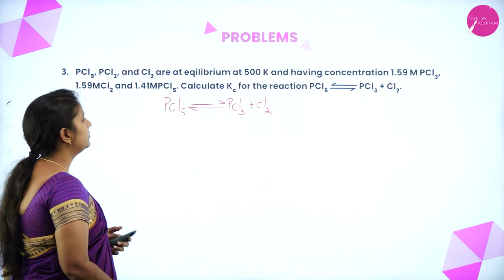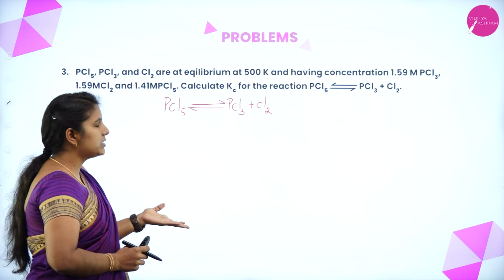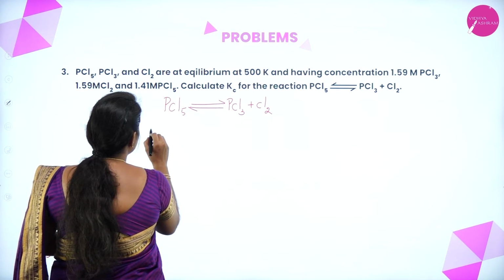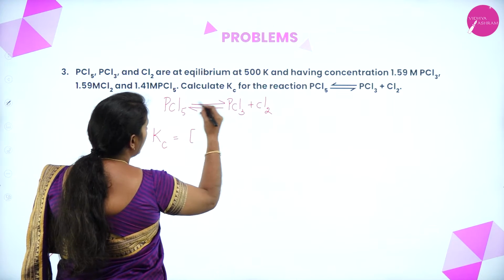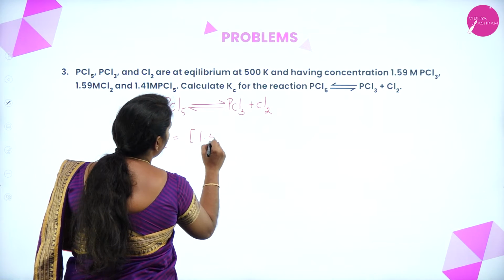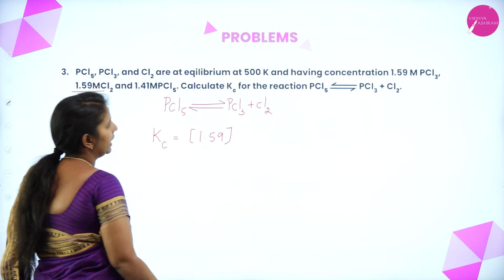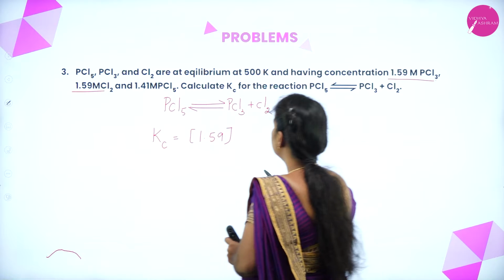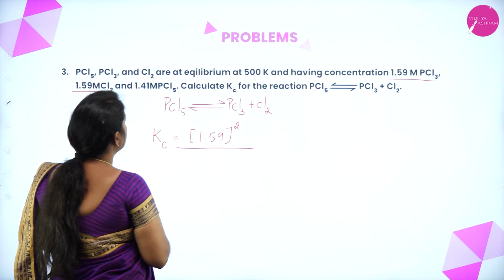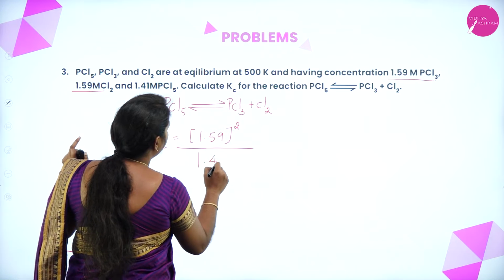Now, you can see that this is a reactant which will undergo decomposition to give PCl3 and Cl2. We need to calculate what? Equilibrium constant, that is Kc. So, Kc will be obtained from the molar concentration of the products. For PCl3 they have given 1.59, and also for Cl2 it is 1.59. Same they have given, correct? So, I can write 1.59 whole square divided by PCl5. What is the value they have given for the PCl5? It is 1.41.